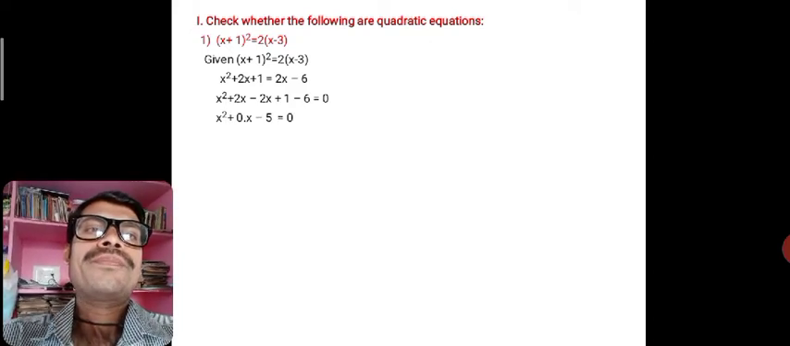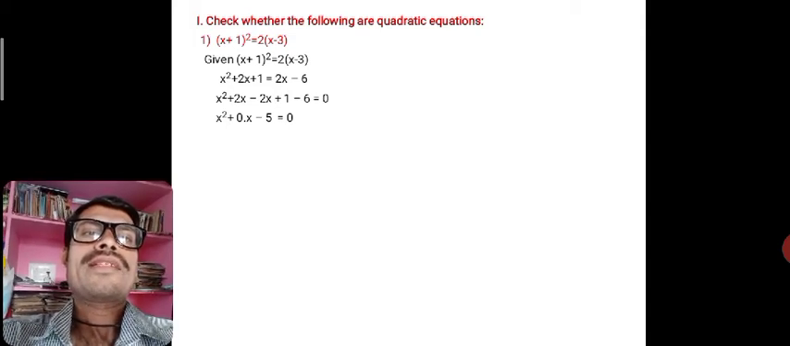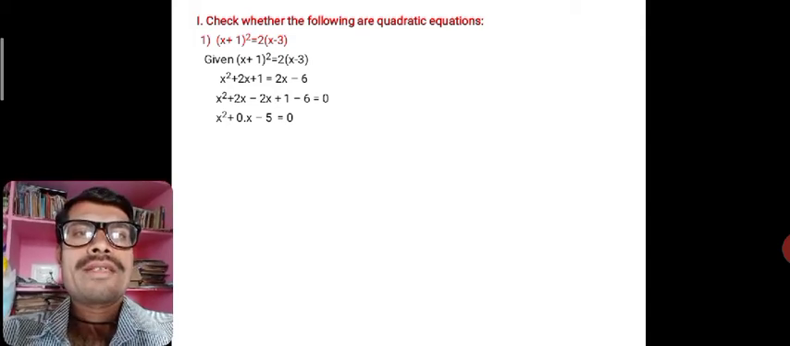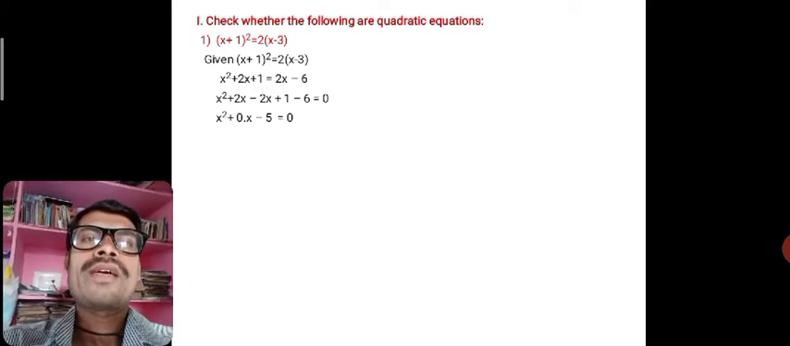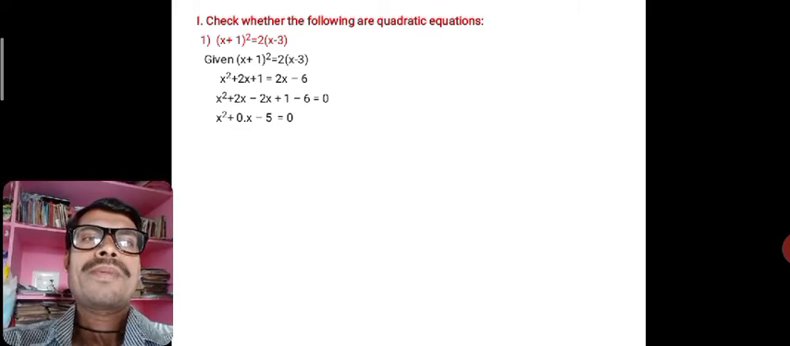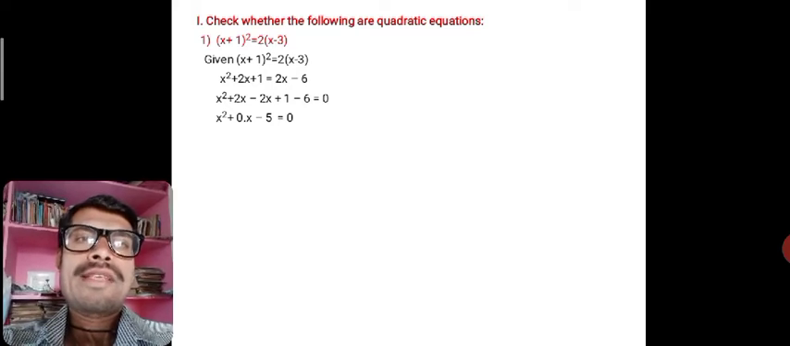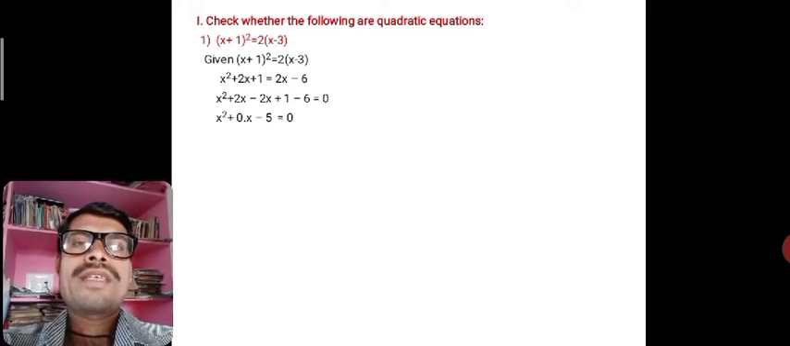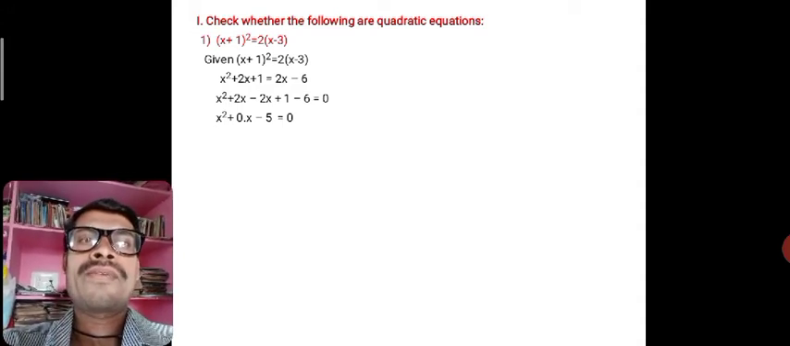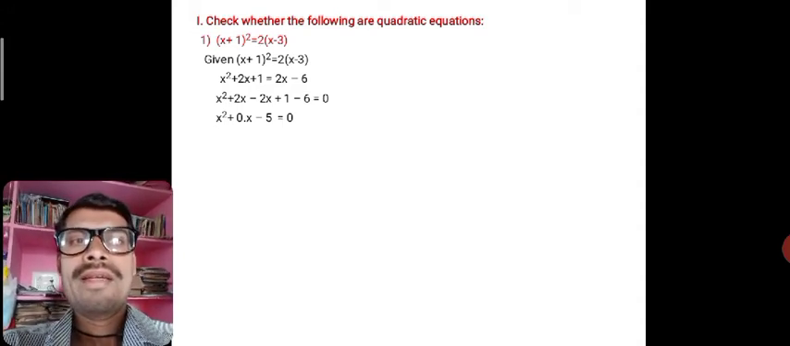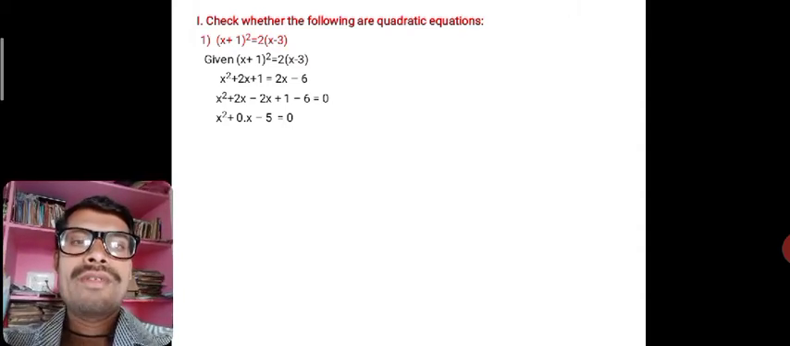Then x square plus 0 into x, exactly, that is plus 7, you make it, okay. So that is x square plus 0 into x plus 7 is equal to 0. So this is exactly of the form ax square plus bx plus c is equal to 0, where a is 1, b is 0 and c is 7, plus 7 actually, okay.